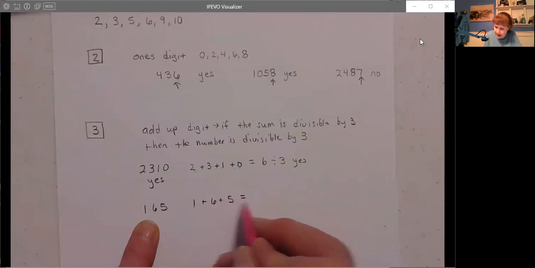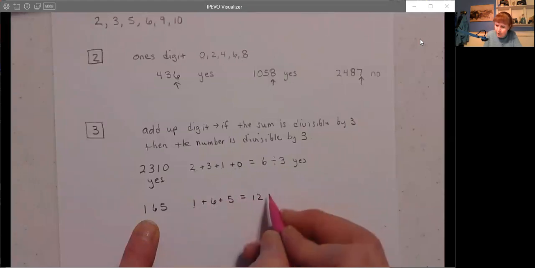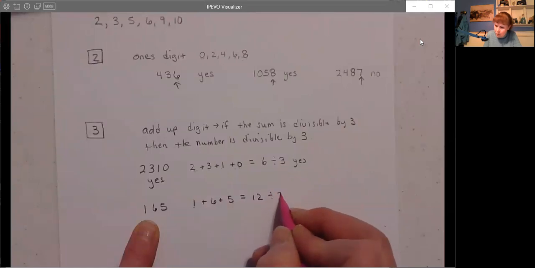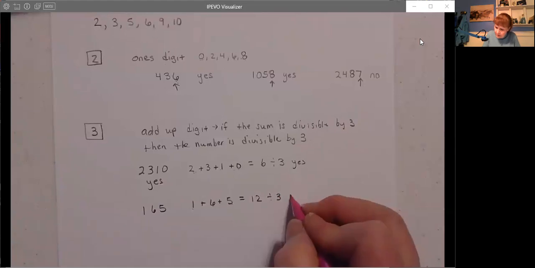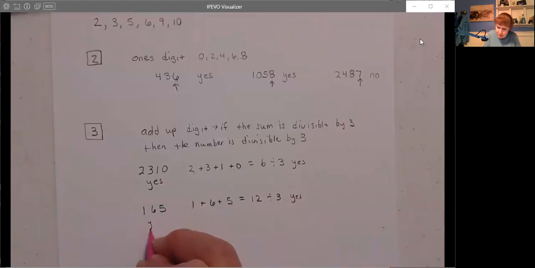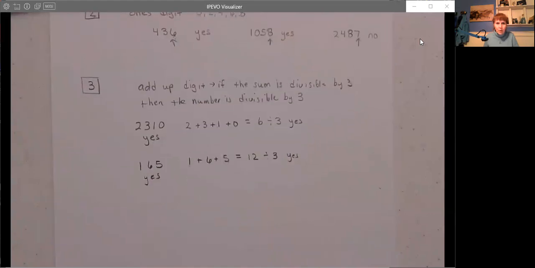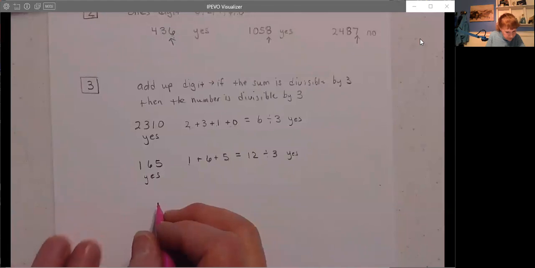7 plus 5 is 12. Sure, 3 goes into 12 4 times. It goes evenly, so it's yes. So that means 3 goes into that number. Okay, let's try one more before we go to 5, and 5 is pretty easy.